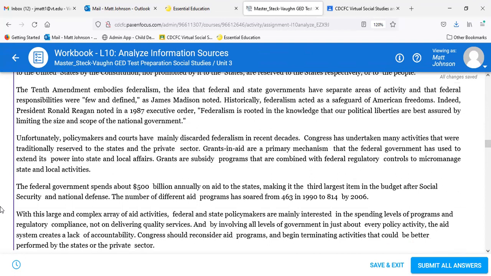Okay. Tracy, would you like to read the next two? Yes. Unfortunately, policymakers and courts have mainly discarded federalism in recent decades. Congress has undertaken many activities that were traditionally reserved to the states and the private sector. Grants-in-aid are a primary mechanism that the federal government has used to extend its power into state and local affairs. Grants are subsidy programs that are combined with federal regulatory controls to micromanage state and local activities.